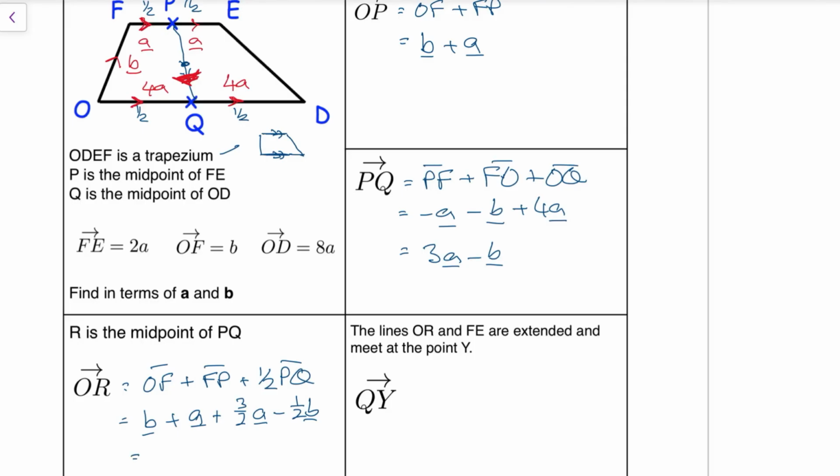Collect all these terms up. So I've got a plus 3 over 2 a, which is going to be 5 over 2 a. And I've got b minus a half b. So I've got 1 take away a half. That gives me a plus a half of b.